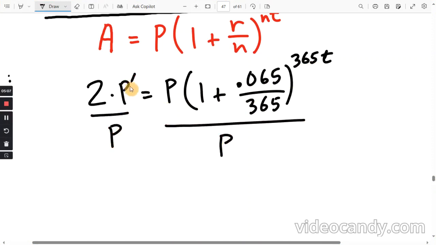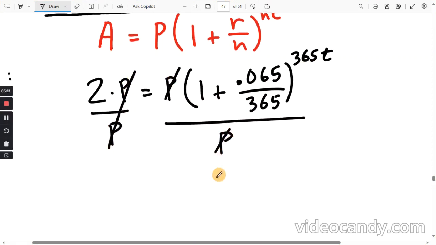Cancels on the left, cancels on the right as well. P divided by P. All right, we have this right here. We can do log or natural log. Either one works. I'm going to do natural log this time because I want this exponent to move out front with the power rule.